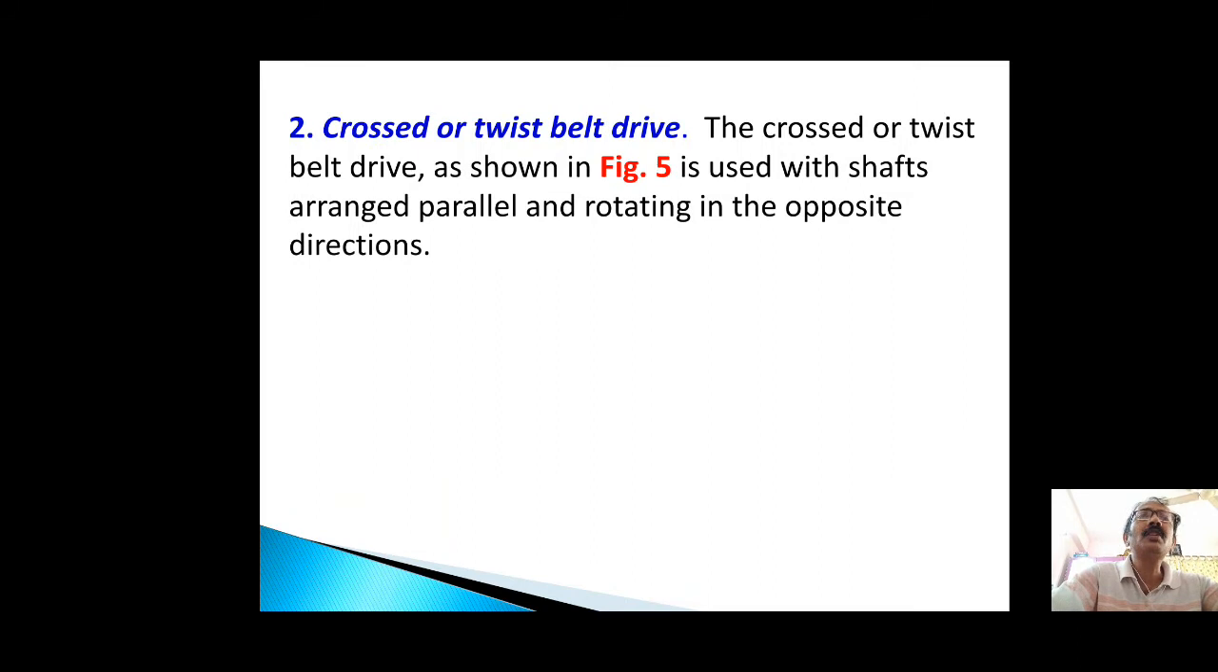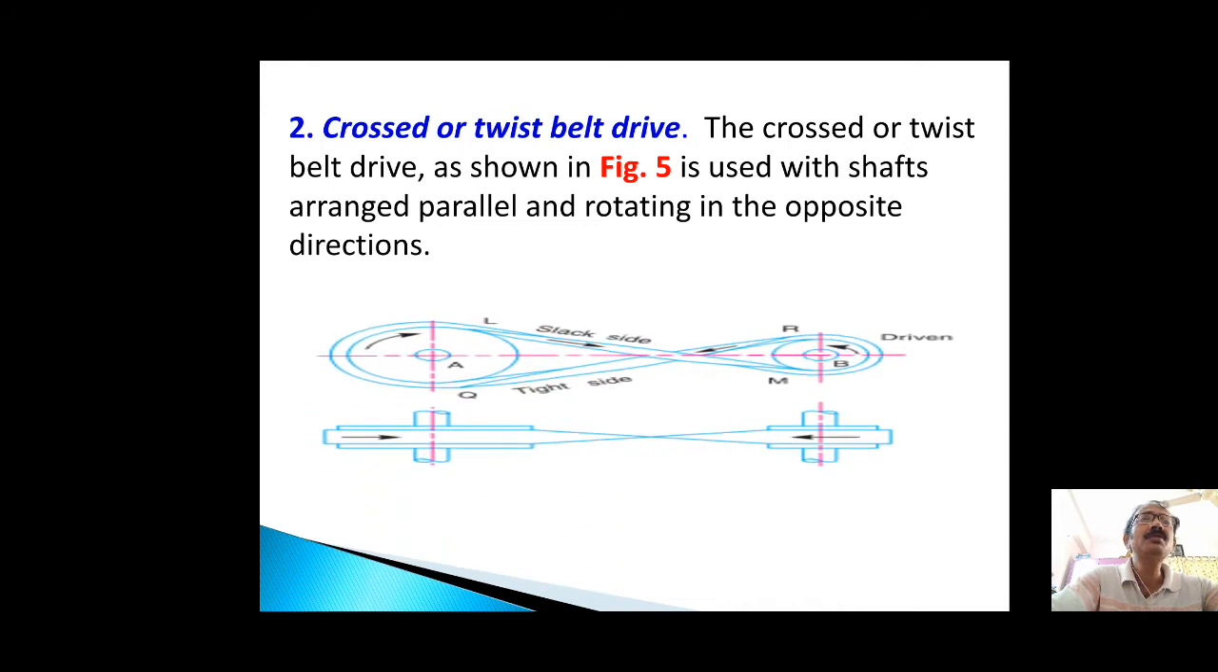Now the cross or twist belt drive. The cross or twist belt drive, as shown in figure 5, is used with shafts arranged parallel and rotating in the opposite direction. When the pulleys are rotating in the opposite direction, this cross or twist belt drive is used. In this case it will generate more friction and more power will be transmitted.